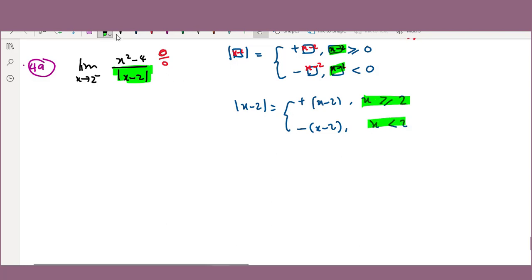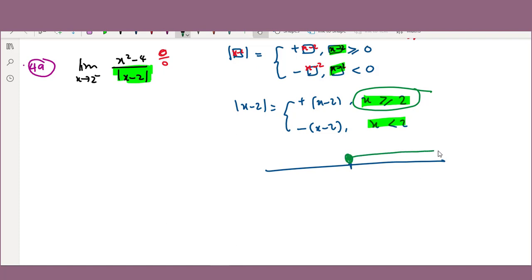Then change this piecewise function to a number line. When x is more or equal to 2, circle to the right, the function is positive x minus 2. When x is less than 2, different level, the function is negative x minus 2. Here is 2. On the left it is negative, on the right of 2 it is positive.